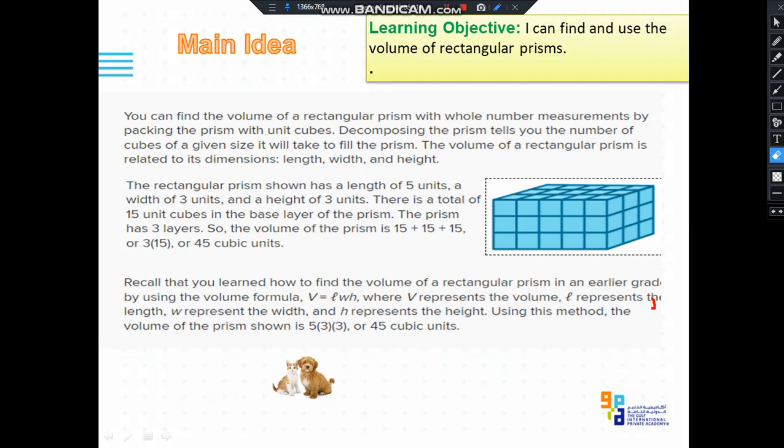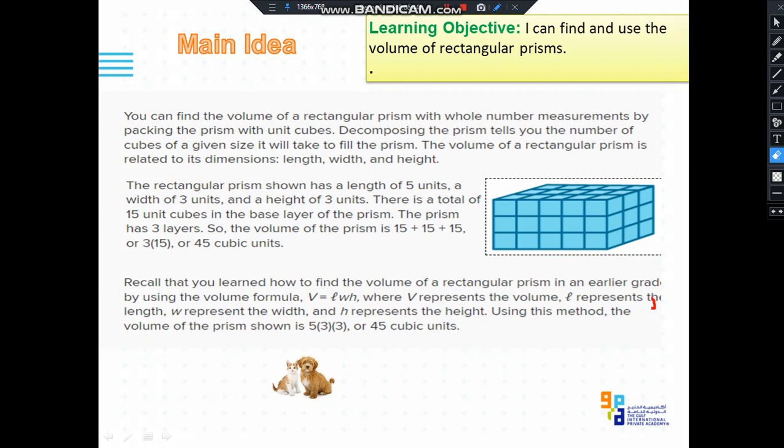Decomposing the prism tells you the number of cubes of a given size it will take to fill the prism. For example, this shape in front of you is a rectangular prism, and you need to know the volume, so that you know how many square units cover this shape from inside. The volume of a rectangular prism is related to the dimensions: length, width, and height.